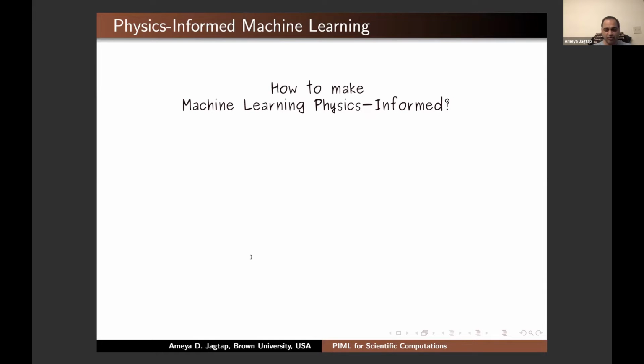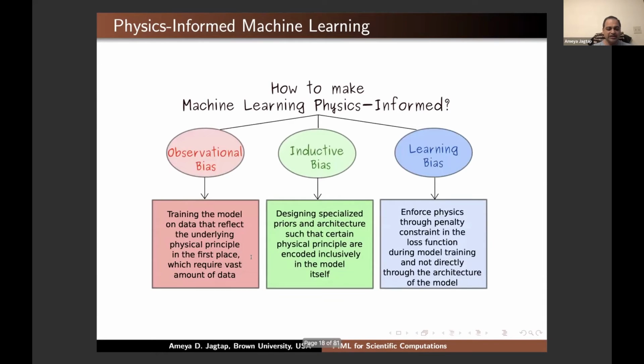So the next question is how to make machine learning physics informed. There are basically three ways: observational bias, inductive bias, and learning bias. In the case of observational bias, that amounts to training the model on data that reflect the underlying physical principle in the first place, which requires a lot of data. The inductive bias amounts to designing specialized priors and architectures such that certain physical principles are encoded inclusively in the model itself.